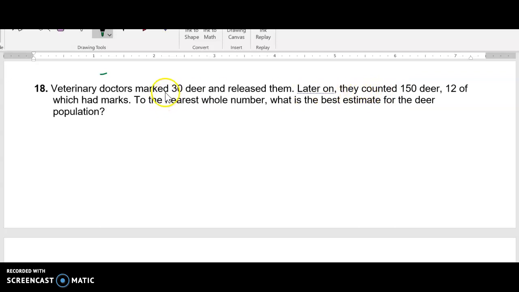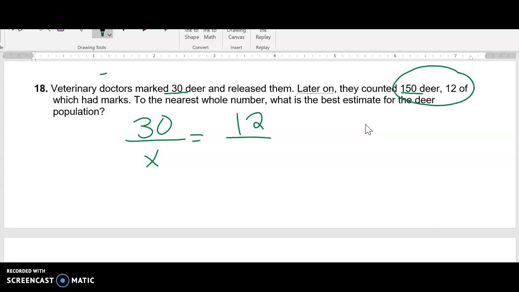Okay, so this was their sample. This is their population. They marked 30 out of, that's their sample of their population. We don't know how many deer there were. Later on, they saw 12, which is their sample of 150. So they're actually setting up a proportion to solve it.